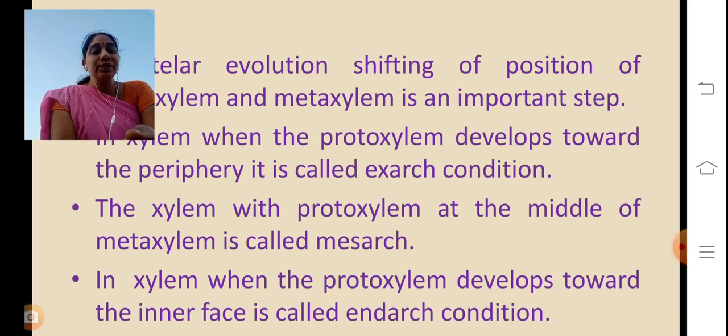In xylem, when the protoxylem develops toward the inner face, it is called endarch condition. So protoxylem is present towards the inner face. On the inner side you can see the protoxylem. This type of condition is called endarch condition. We can see this type of endarch condition generally in stems.